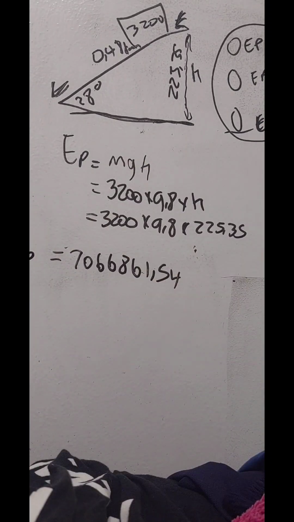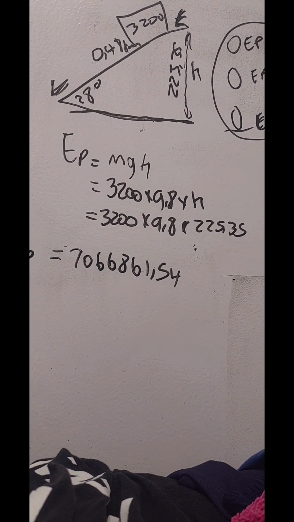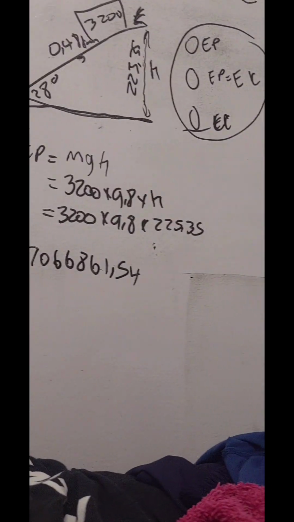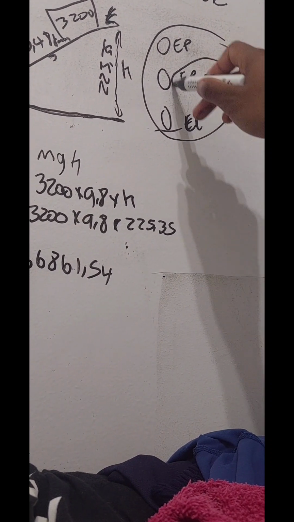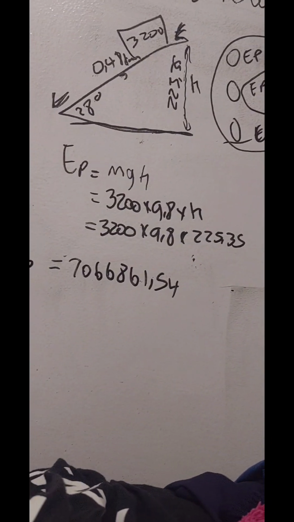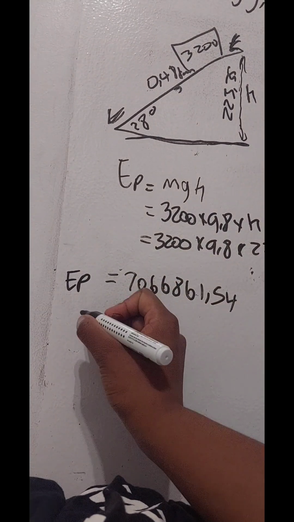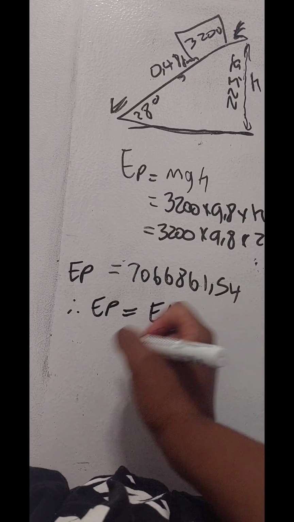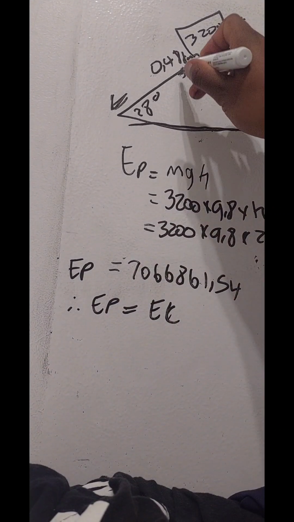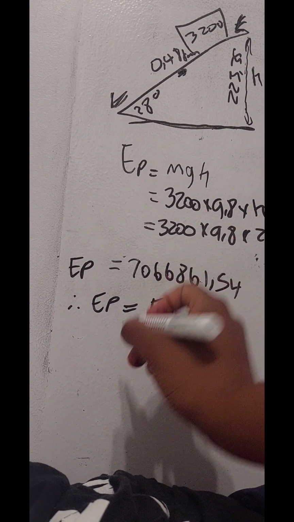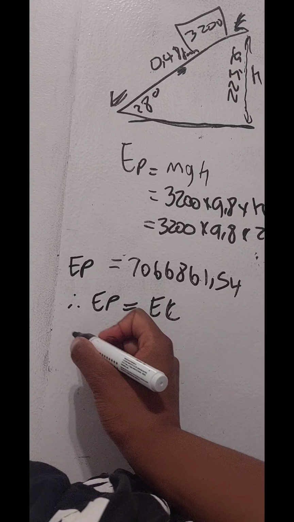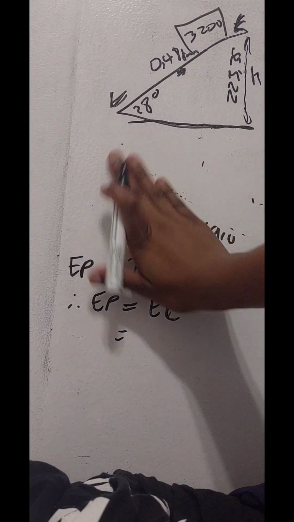EP. Okay, guys, from the question, it was said that it was released. That means here in the middle, we have what I talked about. In the middle, they are what? They are equal. So what are we going to say? We're going to say EP is going to be equal to EK, because it was freed. And here in the middle, they are equal.